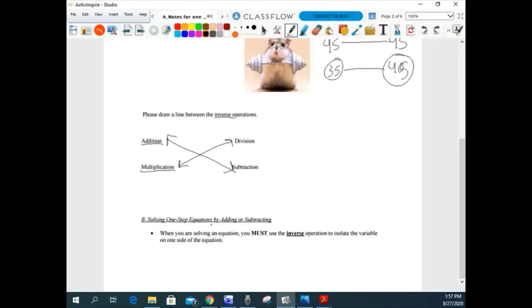So, solving one-step equations by adding or subtracting. When you're solving an equation, you must use the inverse operation to isolate the variable on one side of the equation. Okay? That just means get the variable by itself. Okay? All right, let's move on to the next page.